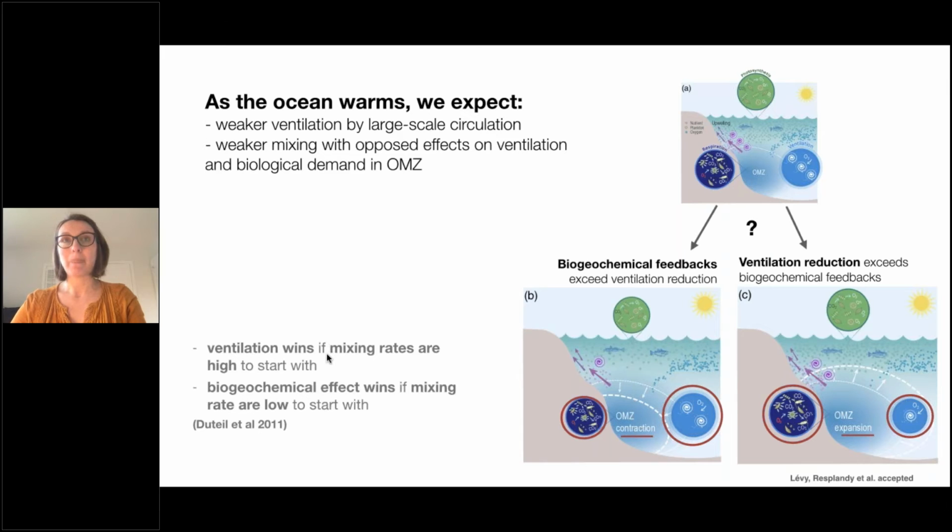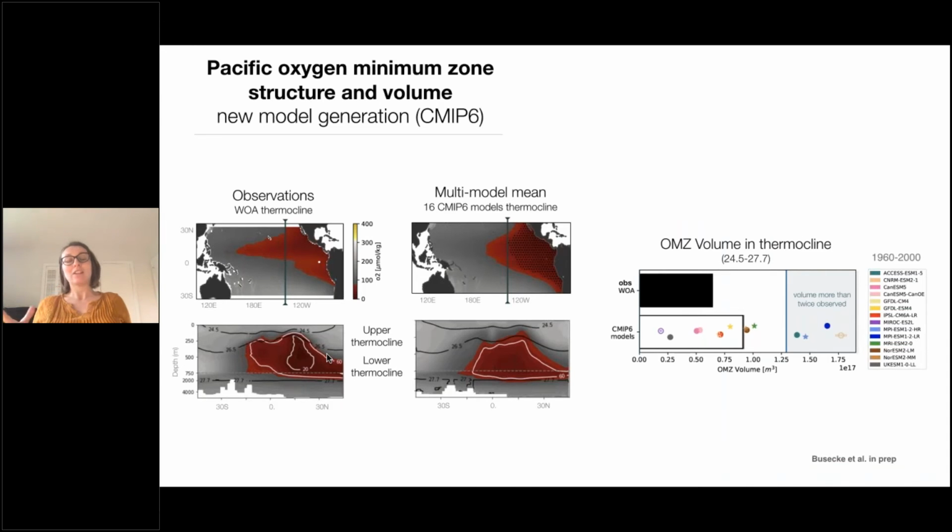And that gives you a hint that, depending on the molecule you're looking at and the region you're looking at, you might have different background mixing, and that could change the outcome. And that's why we have those uncertainties in the OMZ. Okay, but so what can we learn? What's the next step? What can we learn from those models that we have?